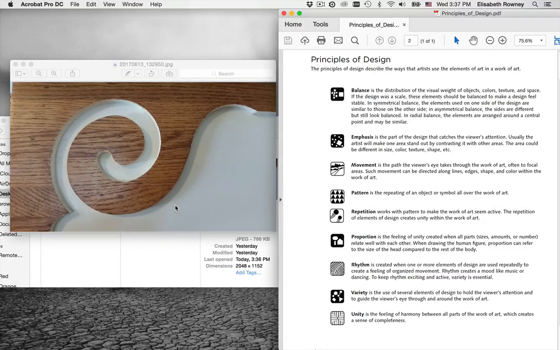Okay, emphasis. Well, yes, there is definitely emphasis here, right? Your eye goes right here to the middle of the spiral. Okay, movement. Well, yes, there is movement. Your eye goes all the way in here and it wraps around to the center. Or it can start up here and then go all the way from the center. And your eye keeps moving because it spirals back out. This is a great example of movement because your eye just does not stop. Okay?